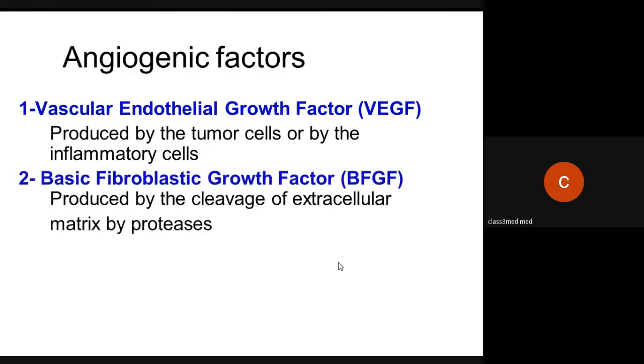Another growth factor is the basic fibroblast growth factor, which is produced by the cleavage of the extracellular matrix. The products of the degradation of the extracellular matrix have angiogenic property, chemotactic property, and growth promoting property. The metastasizing tumor cells feed on the products of the degradation of the extracellular matrix. One of them is the basic fibroblast growth factor. This is an angiogenic factor resulting from the degradation of the extracellular matrix.